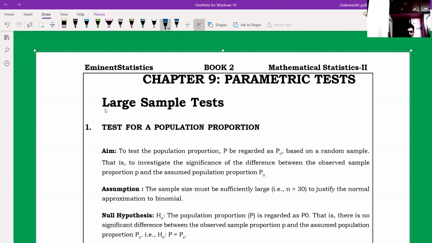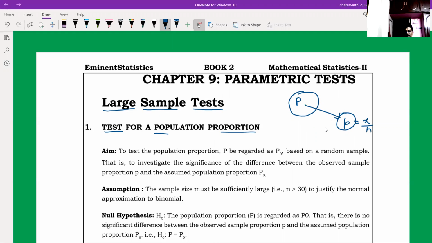First of all, the large sample test. First, the test for a population proportion. Here, this is the population and this is the sample. The population proportion is capital P, and the sample proportion is small p. The small p formula is x by n. Now we have to estimate this capital P using small p. After estimation, small p is the estimated value of capital P.